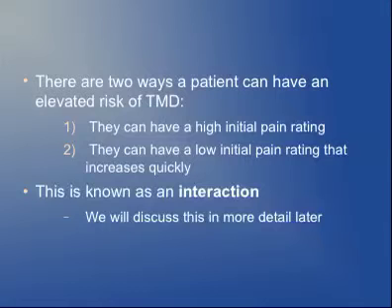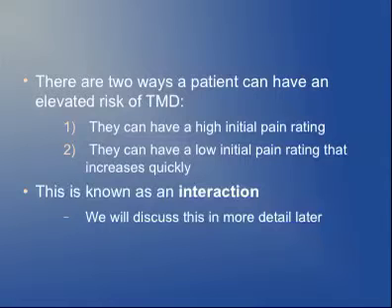There are 2 different ways you can have high risk of TMD. One, if your initial rating is high, you're at higher risk of TMD. And if your initial rating is high enough, then it's hard to get a significant increase in your pain rating over time because you're already high in the first place. The other way to have elevated risk is if your first pain rating is low, but your pain rating increases rapidly over the 10 thermal pulses.